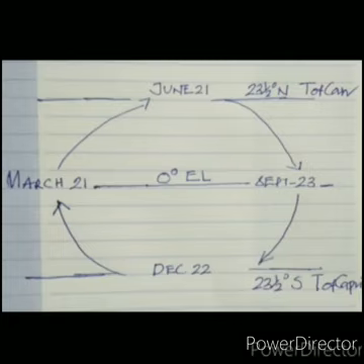On March 21st and September 23rd, sunlight vertically reaches on the equatorial line. On June 21st, it is in the Tropic of Cancer, and December 22 on Tropic of Capricorn.